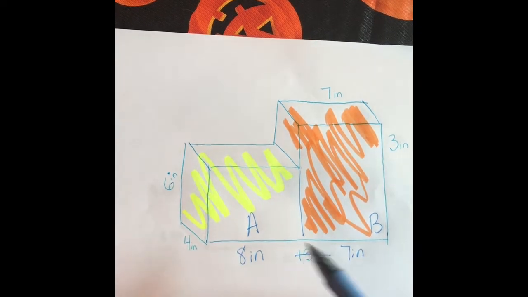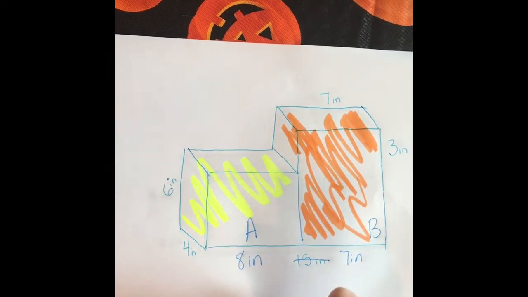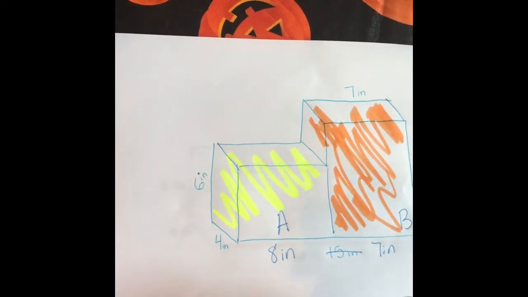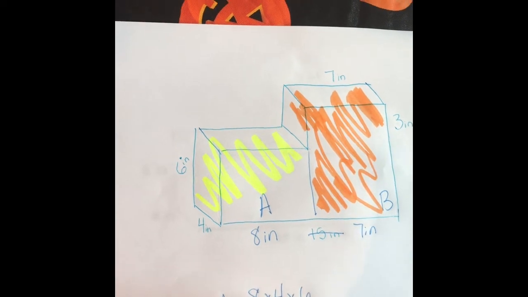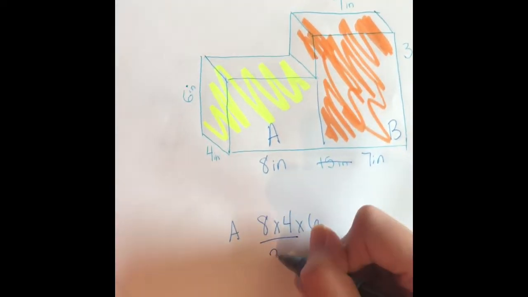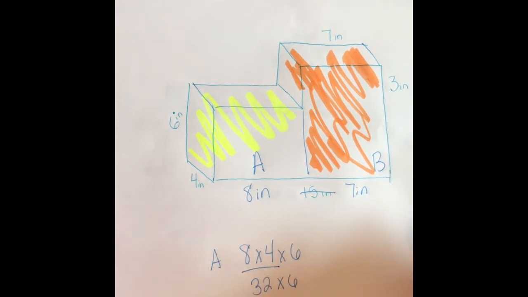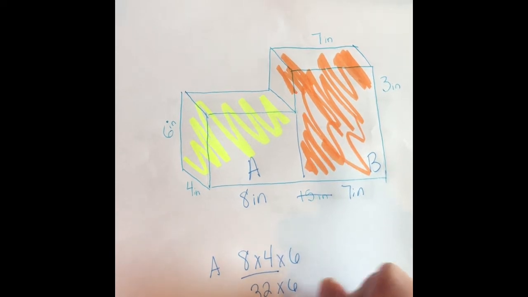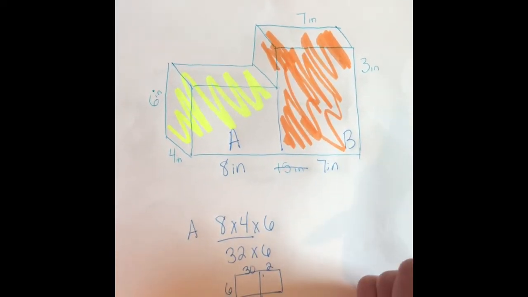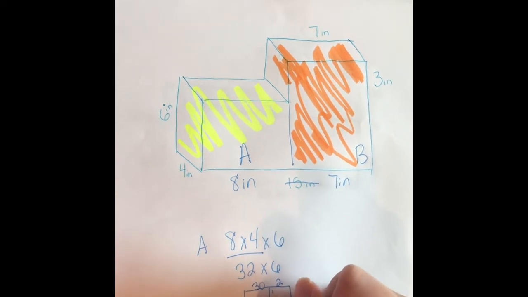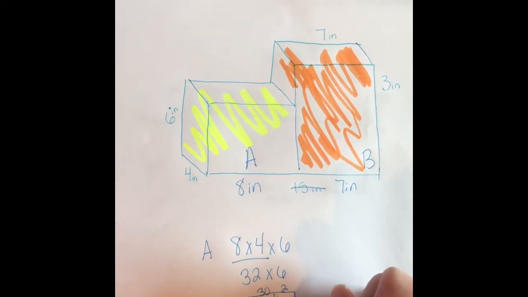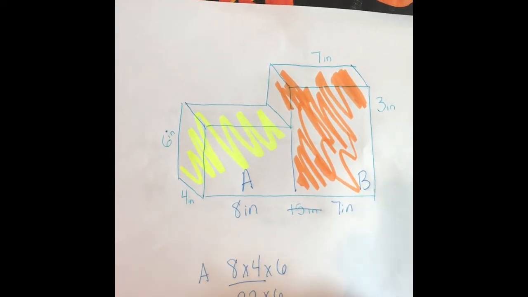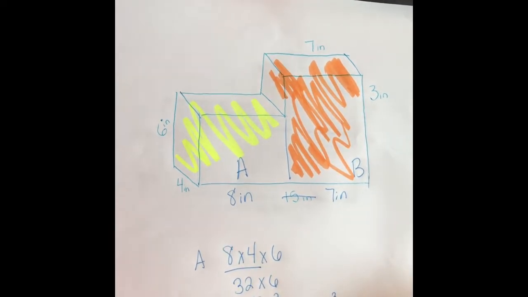But for what we're going to use for Prism A, we've got a length of 8, a width of 4, and then a height of 6. So I can multiply, and you can multiply them in any order. I'm just going to go ahead and do 8 times 4 is 32, and then times 6. I could do an area model for this, and I could split up the 32 into 30 and 2, and multiply it by 6. So 6 times 30 is 180, and then 6 times 2 would be 12. And I put that together and I get 192. So I've got 192 cubic inches.